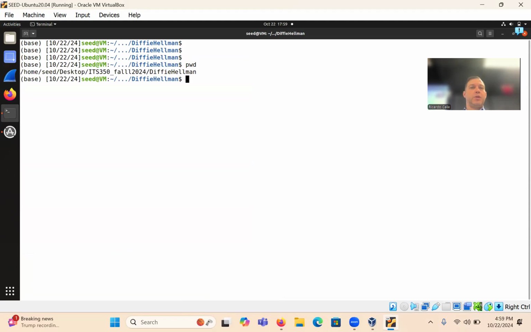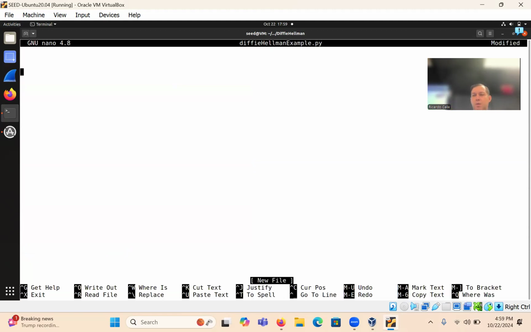So we are in the folder, ITS 350 and Diffie-Hellman folder. Here's a perfect place to create our script. I'm going to create diffie-hellman example.py. All right, we will define some parameters here. We'll need our P, our G, an A, and our B. Obviously, I'm not going to have functions for selecting those, as that can be somewhat challenging, but we're just going to see the relationships.